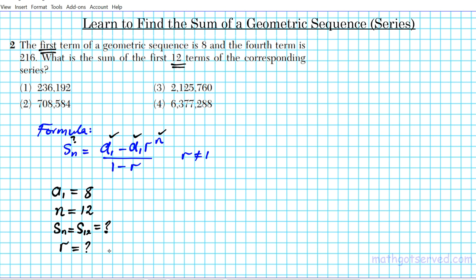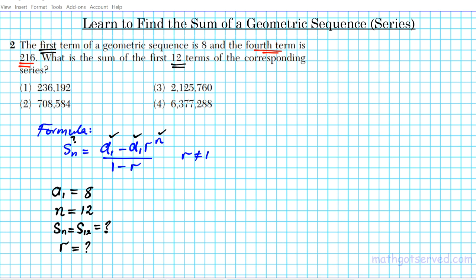So in order for us to get one answer, we need to find a common ratio. How do we find a common ratio? Well, we have a clue. The fourth term is 216. Now that is the giveaway. That is what we're going to use to find the common ratio.